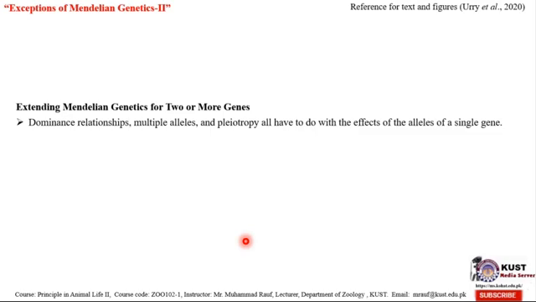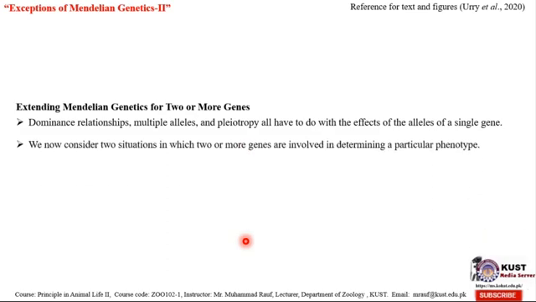Now, extending Mendelian genetics for two or more genes. In our previous lecture, we discussed different dominance relationships like incomplete dominance and codominance. Then we discussed multiple alleles and pleiotropy. All have to do with the effects of the alleles of a single gene. Now we consider two situations in which two or more genes are involved in determining a particular phenotype.